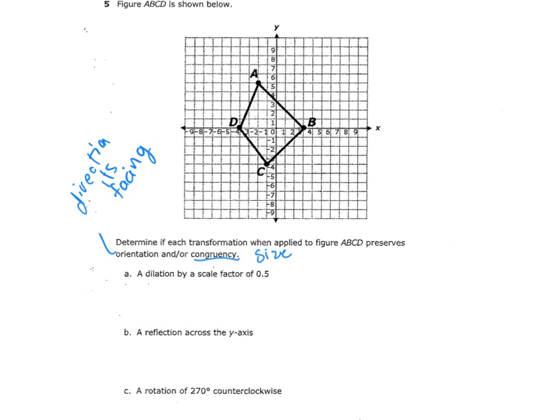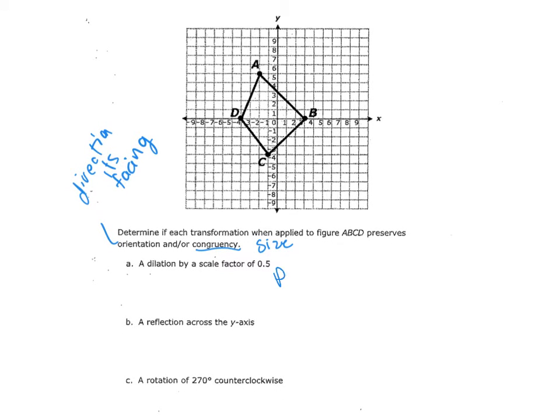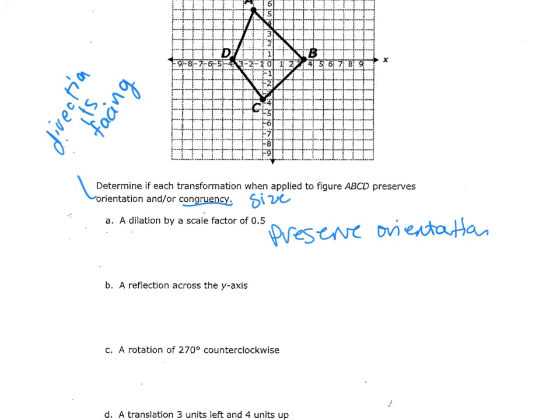So a dilation by a scale factor of 0.5. That would preserve orientation because it's going to be facing the same way, but what's the only thing that changes? It's going to be the size. That's the only thing that changes with a dilation. So congruency, or I guess we could say not congruent. So it preserves orientation but not congruency.